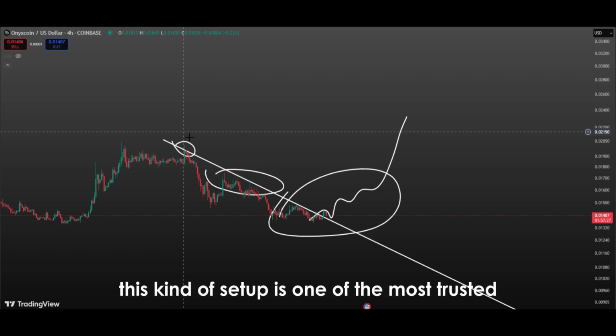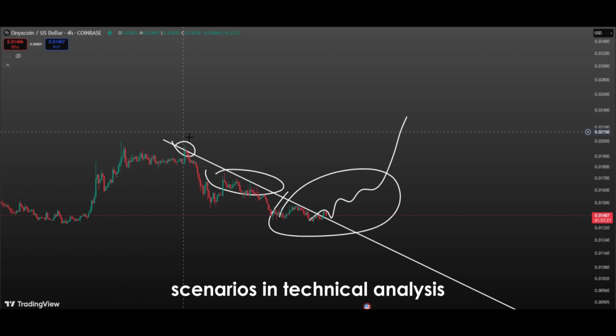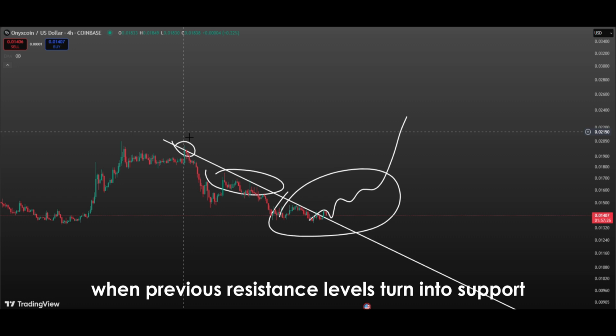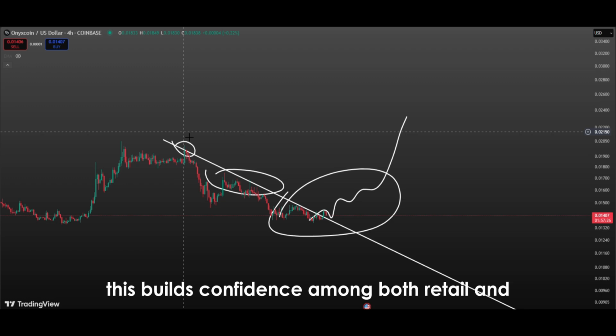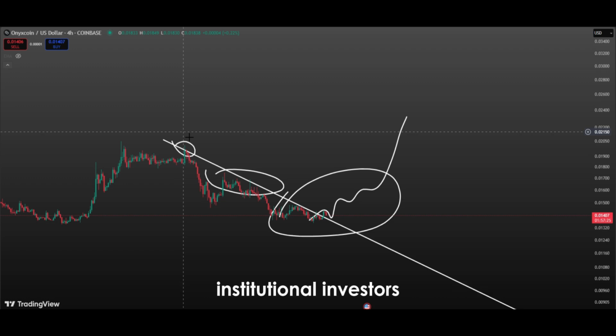This kind of setup is one of the most trusted scenarios in technical analysis because when previous resistance levels turn into support, it's one of the clearest signs of a trend reversal. This builds confidence among both retail and institutional investors and increases interest in the market. Given the price's current position, testing the broken descending trend line is technically a very healthy process.